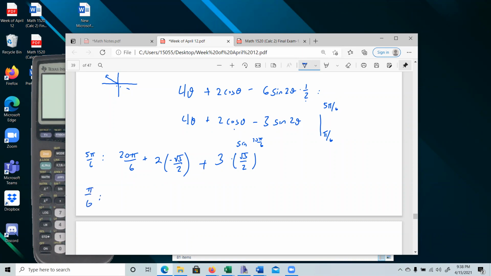By the way, I really have no care about how you guys evaluate this stuff. If you are comfortable punching this into your calculator and going for it, then you go right ahead and do that. Okay, here we have 4 times 4 pi over 6, plus 2. And this is cosine of pi over 6. That's just square root of 3 over 2.